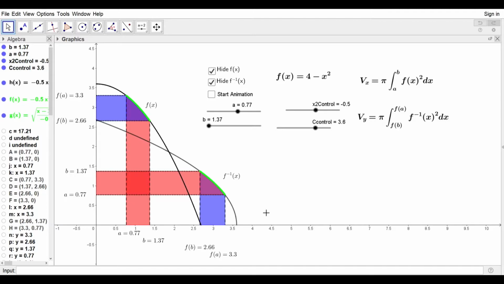I should perhaps mention that one requirement for all of this is, of course, that the inverse function needs to exist over the interval we want to rotate around, which in this case holds true, but not all functions have an inverse function.